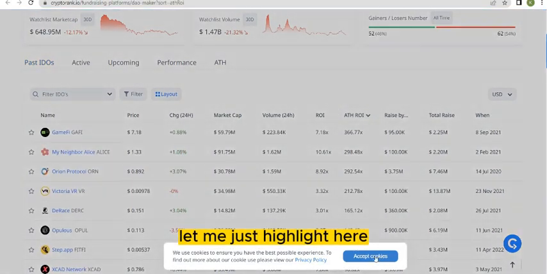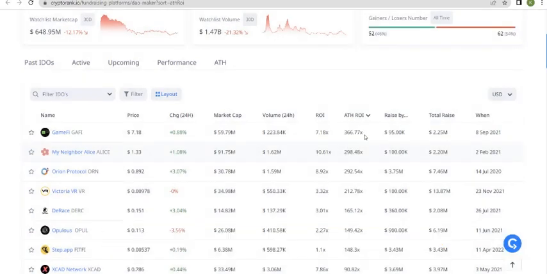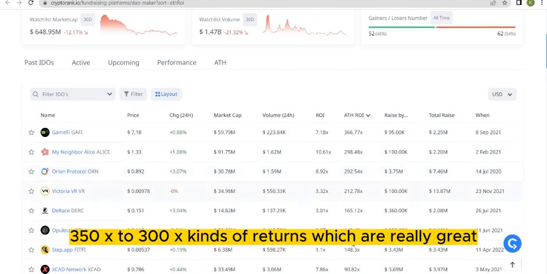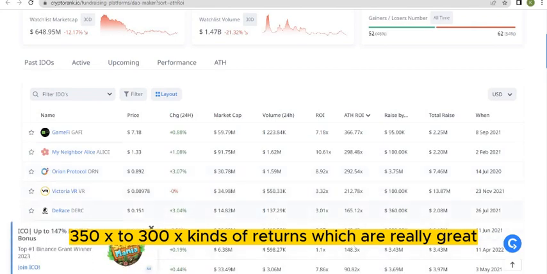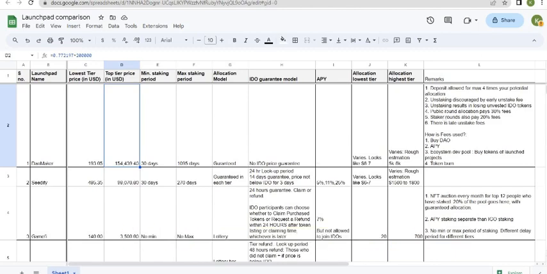Let me just highlight here. So when a bull market comes, you get to see these kind of launches where you get 300x, 350x kinds of returns, which are really great. Yeah, coming back to our sheet, talking about some important points which you need to remember.